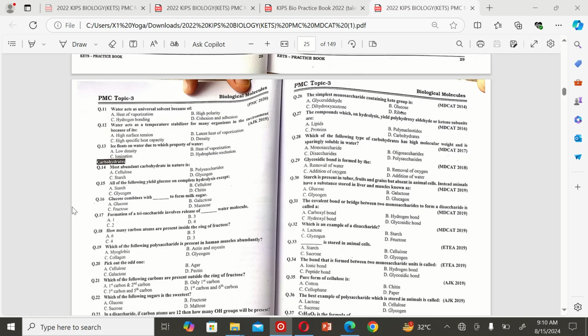The next MCQ is: glucose combined with which sugar to form milk sugar? A. Glucose, B. Galactose, C. Fructose, and D. Mannose. So the correct option is B. Galactose. The next MCQ is: formation of a trisaccharide involves release of dash water molecules. A. 1, B. 3, C. 2, and D. 4. So the correct option is C.